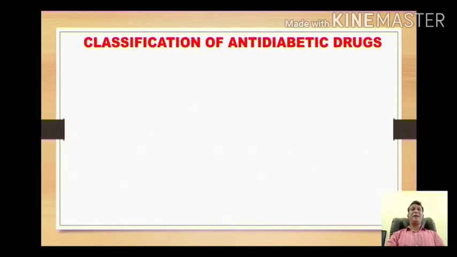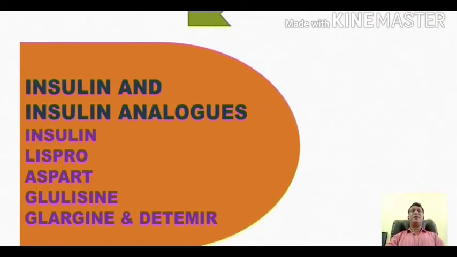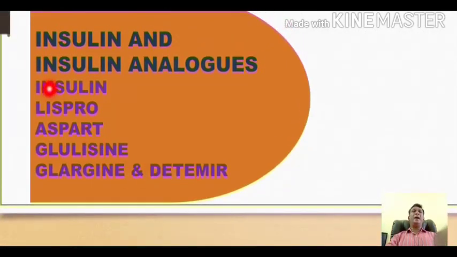For treatment of diabetes, some drugs are used, and these drugs are classified into various classes. Broadly, the antidiabetic drugs are divided into two classes. The first class is insulin and insulin analogs. These drugs are used for treatment of type 1 diabetes. The examples include insulin and some insulin analogs like lispro, aspart, glulisine, glargine, and detemir. These are the modified analogs of insulin.